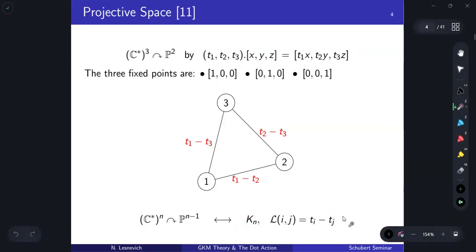combinatorially, we can forget that this came from a geometric object at all and really work with the graph. That's, at least from my perspective, a large part of the value of this aspect of GKM theory.